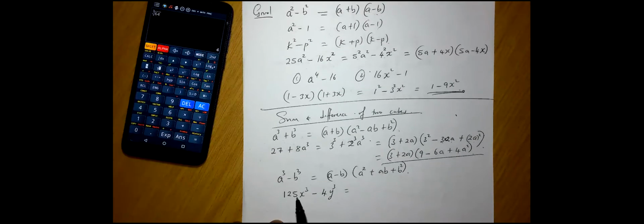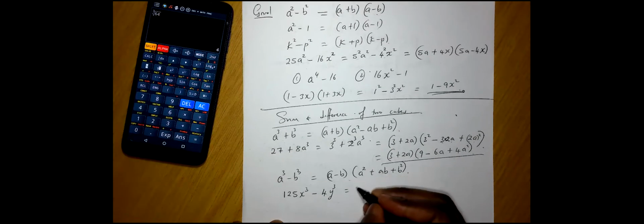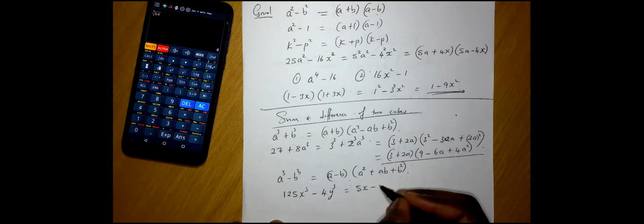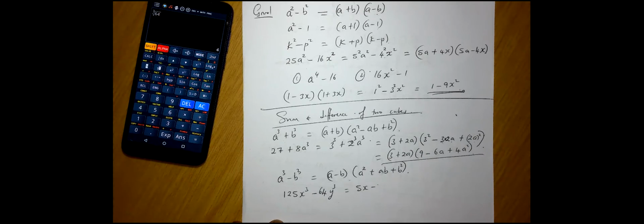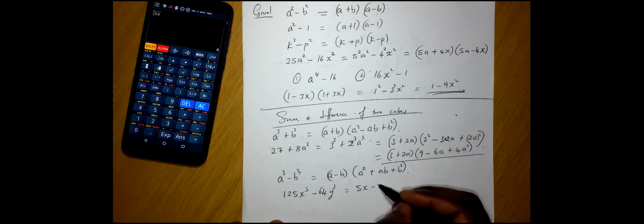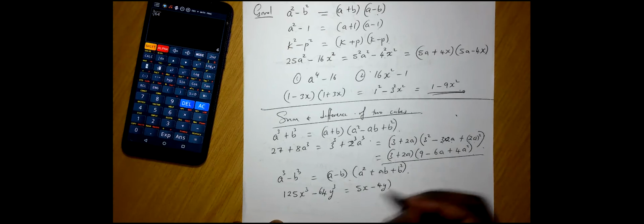Then this one is going to give us what? The cube root of 125 is 5, so it's going to be 5x minus, what did I say? It's going to be 64 here. So minus the cube root of 64, which is 4y. That's what we have here.